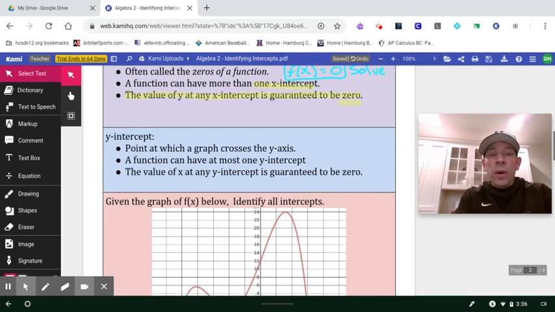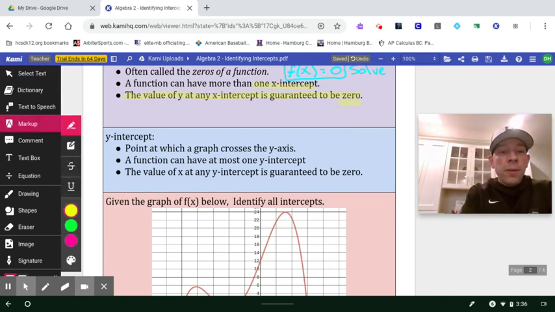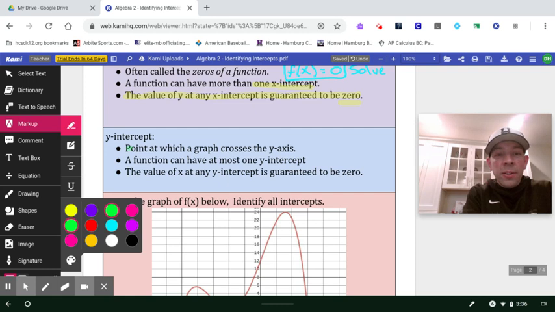And then, of course, what is a y-intercept? Well, that's the point at which the graph crosses the y-axis. Worth noting here is I am using the singular sense of that word as opposed to the plural, because a function, if it's a function, could have at most one y-intercept.